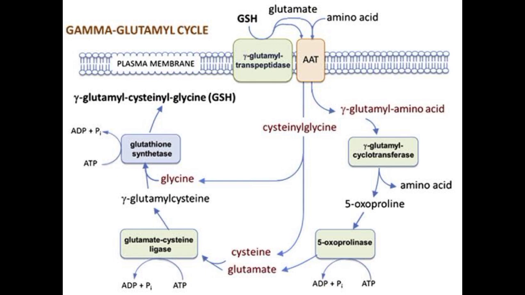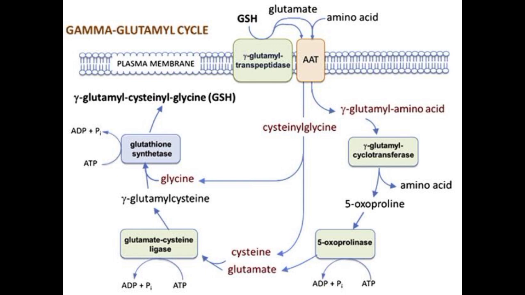Now this gamma glutamyl amino acid is acted upon by another enzyme, the amino acid is released, and 5-oxoproline is formed. This 5-oxoproline is acted upon by an enzyme that uses ATP to form glutamate back. The cysteine glycine that was brought in is broken down to glycine and cysteine. Then the glutamate reacts with the cysteine to form gamma glutamyl cysteine using an enzyme that also requires ATP. So that is actually 2 ATP that has been used.